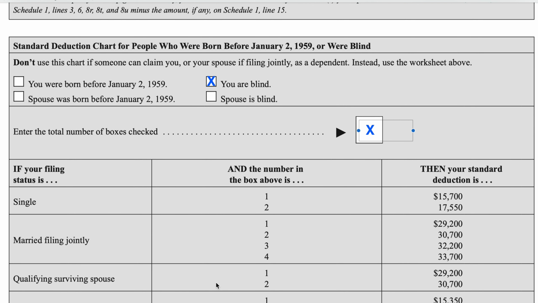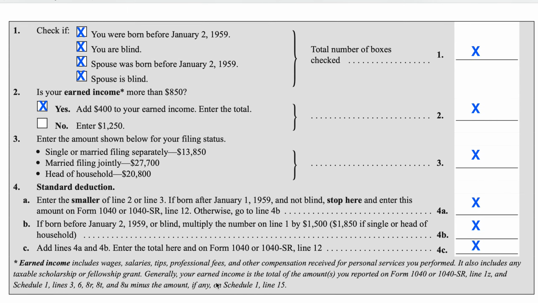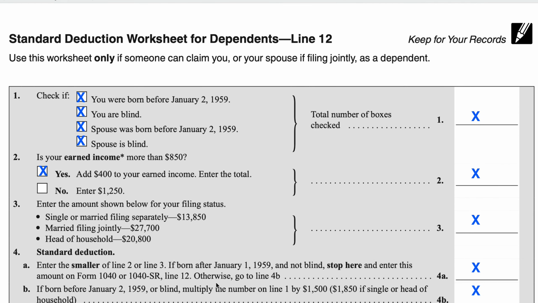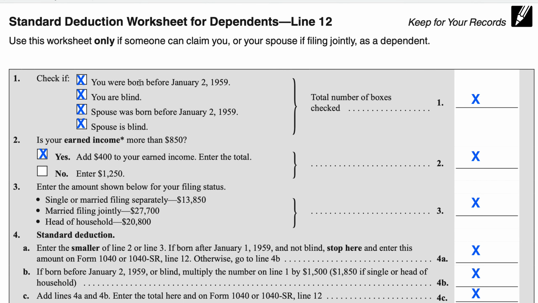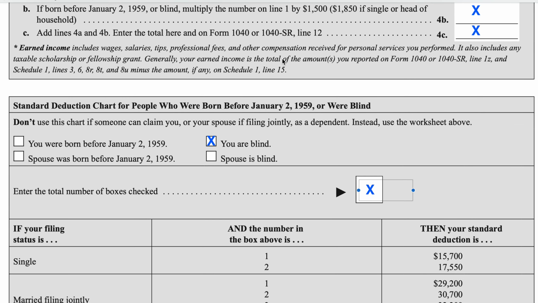So it's on the same page as the standard deduction chart for people who were born before January 2nd, 1959 or were blind. So the top worksheet states that it's clearly for people who can be claimed as a dependent on someone else's tax return, or someone whose spouse could be claimed as a dependent on someone else's tax return. Whereas the bottom chart is for people who are not being claimed on another taxpayer's return. So there's a little bit of confusion here.